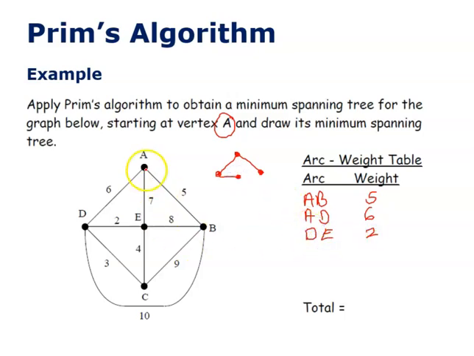Okay, how many vertices have I got? 1, 2, 3, 4, 5. I need 4 arcs, same as before. And now I want the smallest way of joining to this network. I reckon it's that one there, going from D to C. D to C is 3. Now 5 is 11 and 5 makes 16. Always try to remember to put your total.